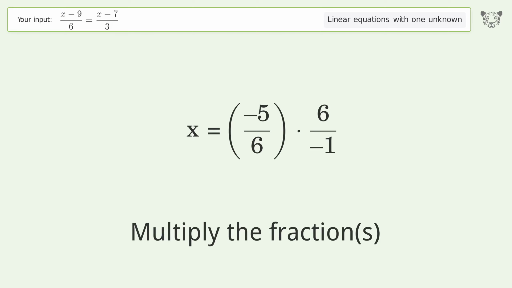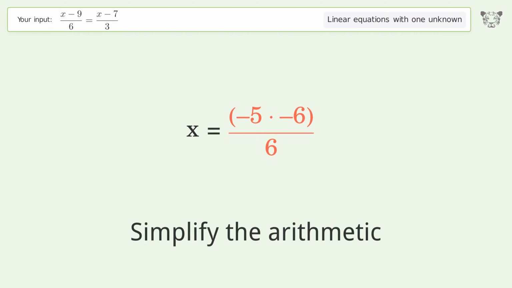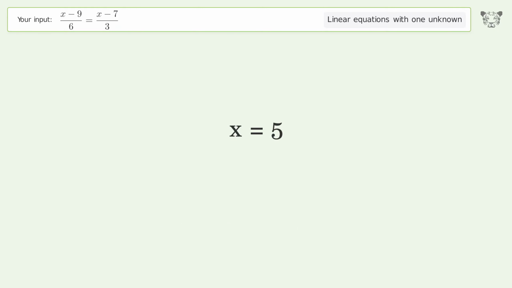Multiply the fractions. Simplify the arithmetic. And so the final result is x equals 5.